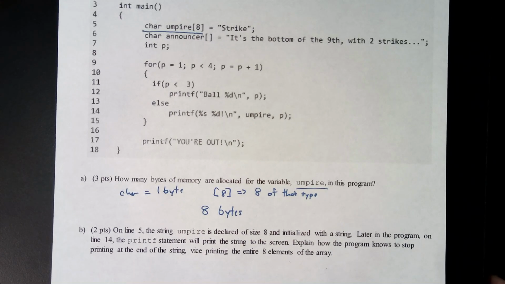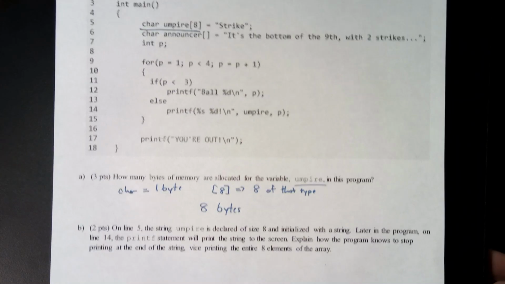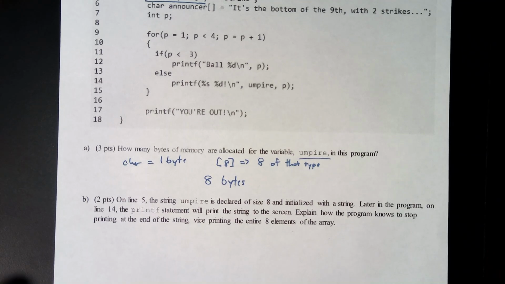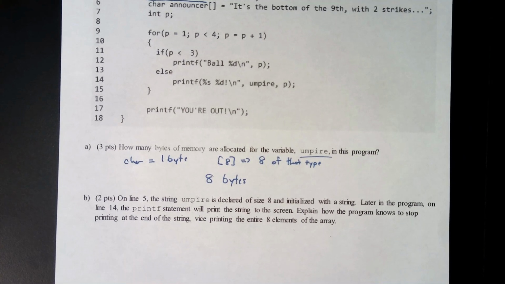If the string umpire is declared size 8 and initialized with the string, later in the program on line 14, printf will print the string to the screen. Explain how the program knows to stop printing at the end of the string, vice printing 8 elements of the array. So the trick here is that C doesn't actually remember that this was a size 8 string whenever it executes the program. The way it knows where the string ends is that null that we previously mentioned.